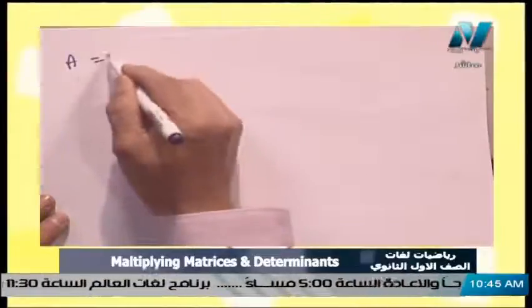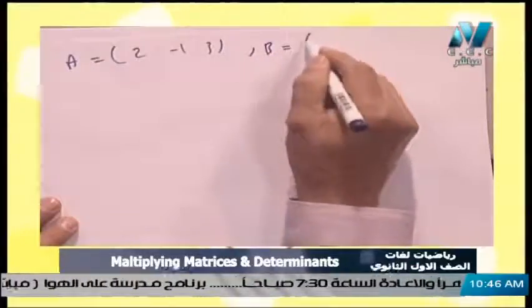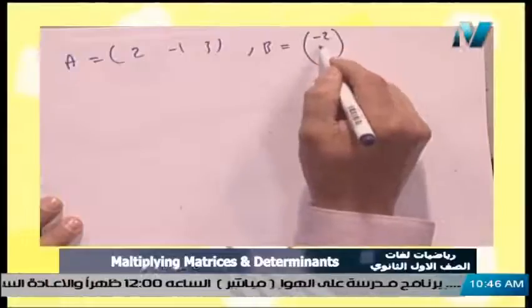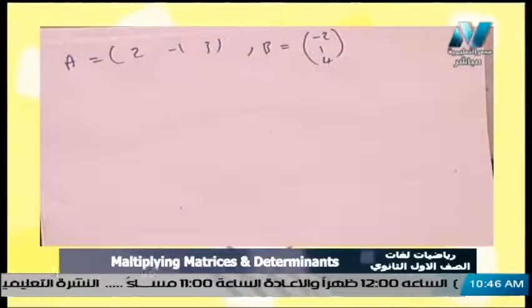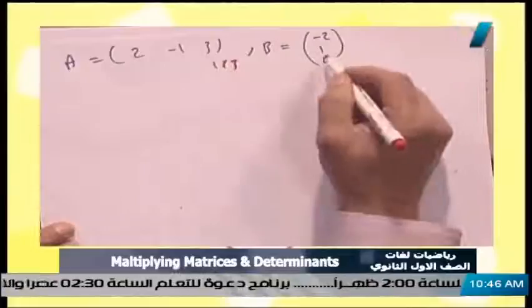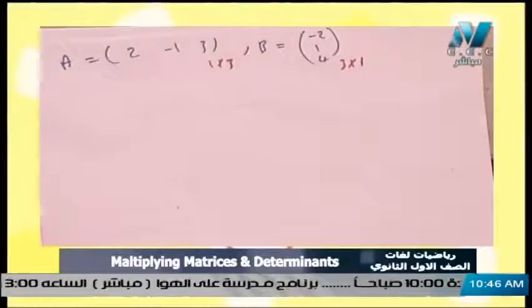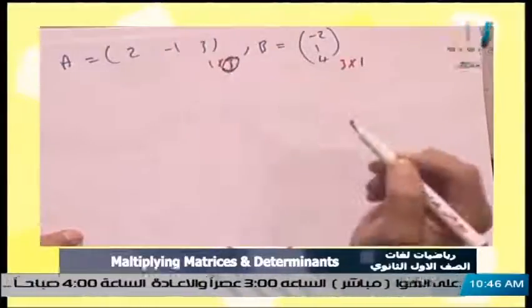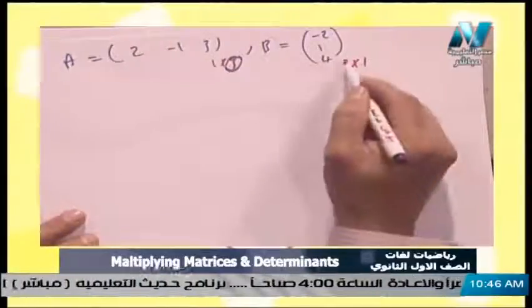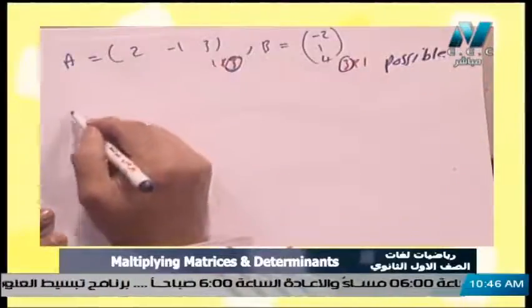We have another question for you. If we have A here equals 2, negative 1 and 3, and we have B equals negative 2, 1 and 4, the order of this A matrix will be one row multiplied by 3 columns. The order of this is 3 rows multiplied by 1 column. And now we have the columns here, number of columns equal number of rows, so it's possible. Okay. Let's find AB now.